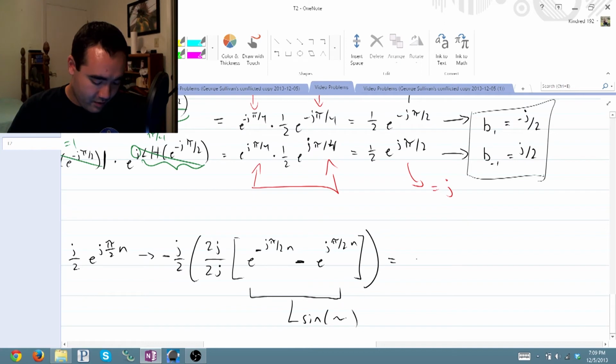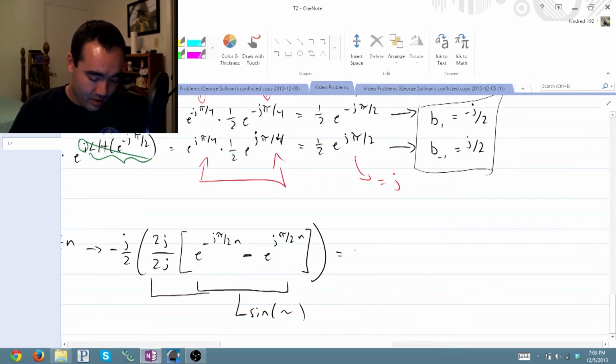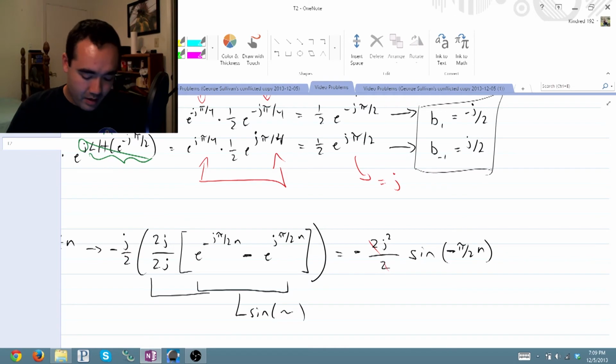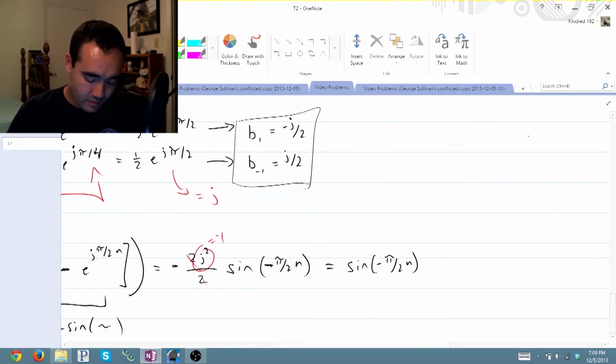So this then becomes, and let's not forget this over 2j. So we end up with negative 2j squared over 2, and the 2's cancel, sine, and this is just going to be, let's see, negative pi over 2n. And we know that the j squared, any imaginary number squared, is equal to negative 1, so that'll cancel out our negative sign, and we just end up with sine of negative pi over 2n. And that is equal to our y of n.